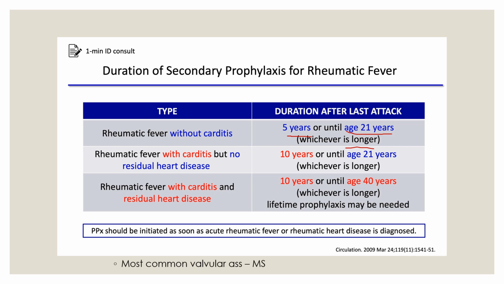Now rheumatic fever with carditis but no residual disease, you can give for 10 years or until 21 years of age, whichever is longer. With carditis and residual heart disease, you have to give until the age of 40 years or lifetime prophylaxis may be needed. The most common valvular lesion associated with rheumatic fever is mitral stenosis.